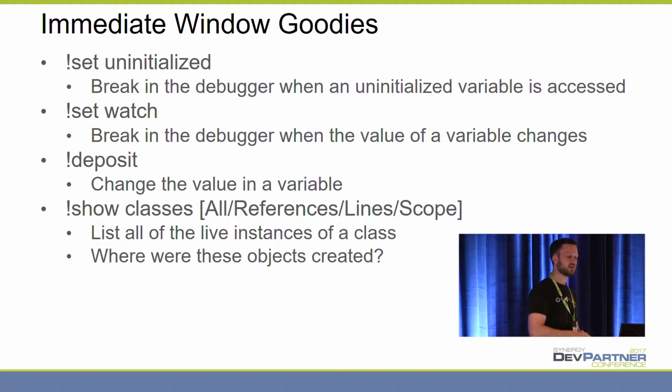So one more thing in here is show classes. So this has got a bunch of sub-functionality on it. You can either say show classes all, or show classes references, or show classes lines, or show classes scope. And it will tell you things like where are all the live instances of this class. So if you've got OO code and you're wondering who has made these copies, who has created instances of my object in my currently running program, show classes is where you go to get that information.